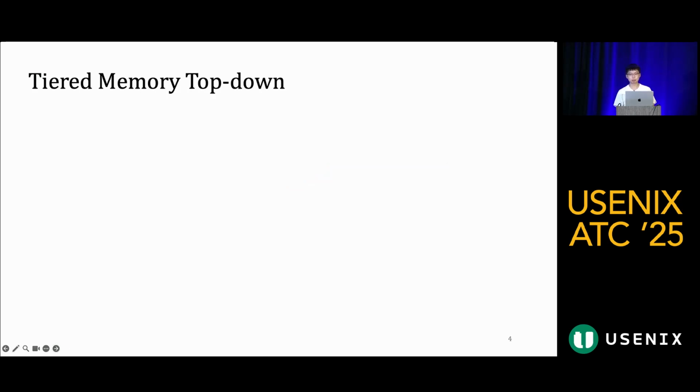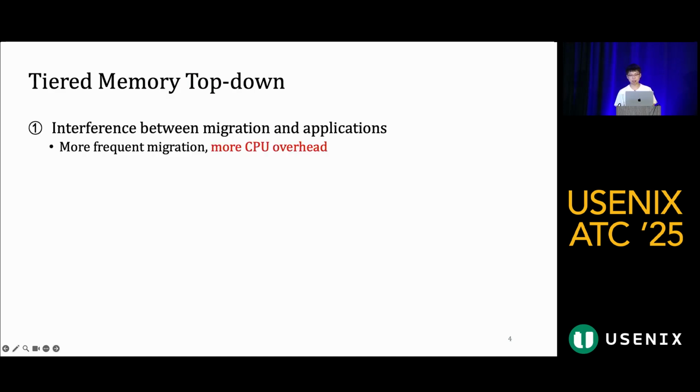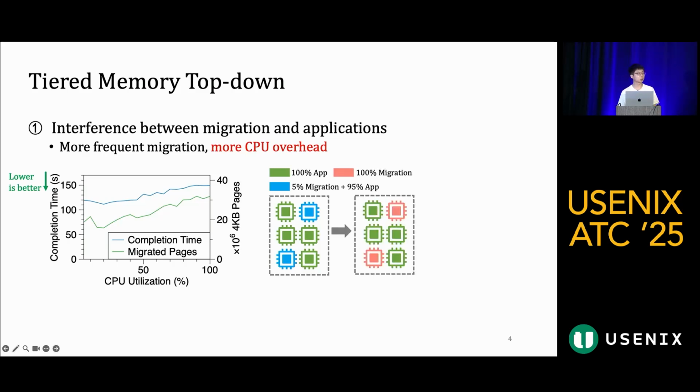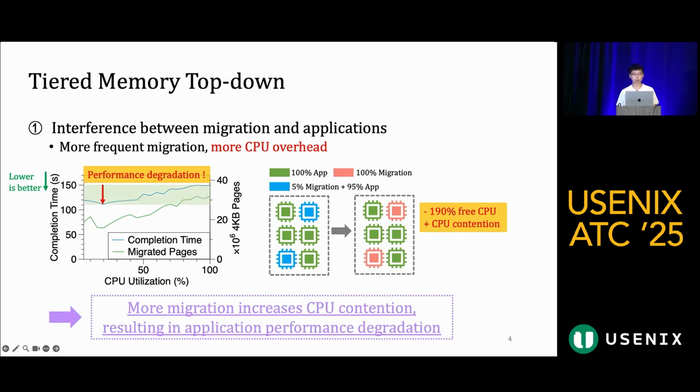We summarize the three most important insights from tiered memory systems. The first is that page migration can interfere with application performance. Let's take MEMTIS as an example. Each memory tier runs a dedicated kthread for page migration, with a default CPU utilization threshold of 5%. If we increase this threshold to facilitate page migration, the kthread begins to compete with applications for CPU time, which leads to performance degradation.